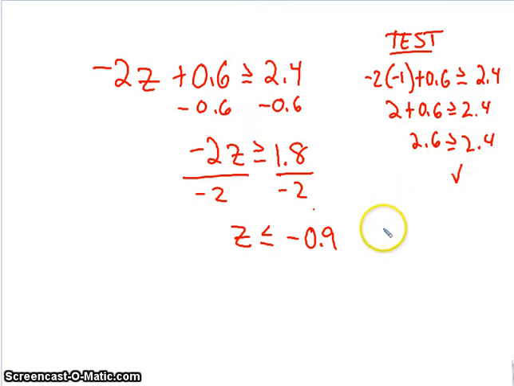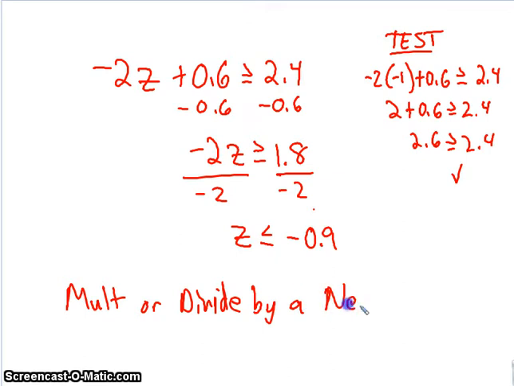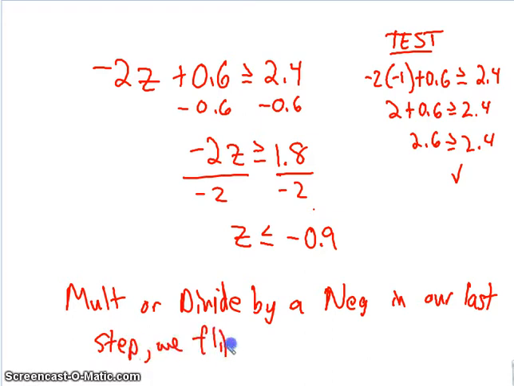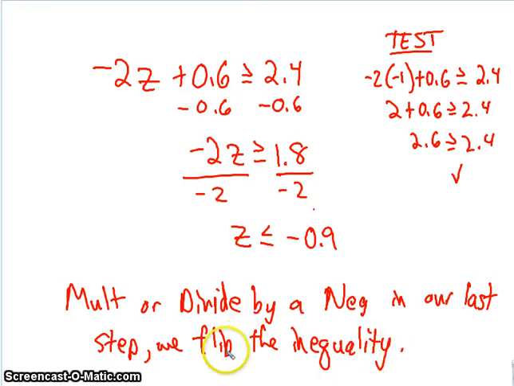Okay? So when we multiply or divide by a negative in our last step, we flip the inequality. Okay, sorry. It's my day off. I shouldn't be here.